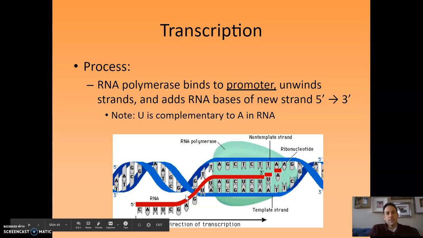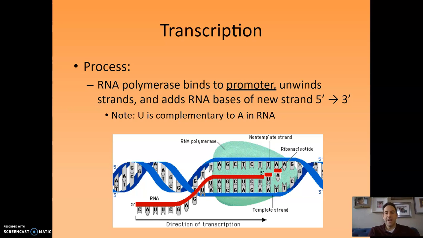Here's the process. So step 1, RNA polymerase, that enzyme, is going to bind to the promoter region. Again, it relies on those transcription factors to be in the right position so that it can be exactly where it needs to be. RNA polymerase then unwinds the strands, and then it adds RNA bases of the new strand in the 5' to 3' direction. So you'll note that RNA polymerase can both unwind the strand and initiate the production of the new strand.